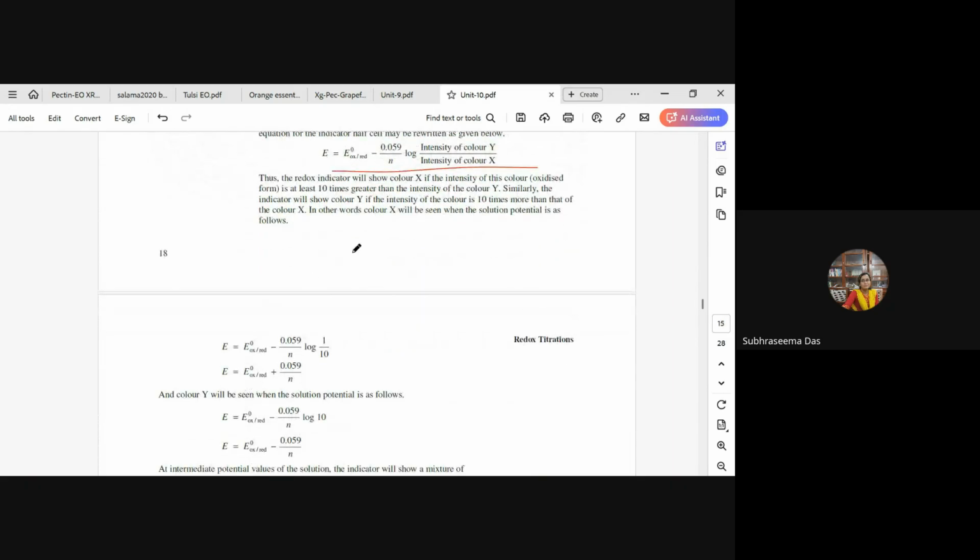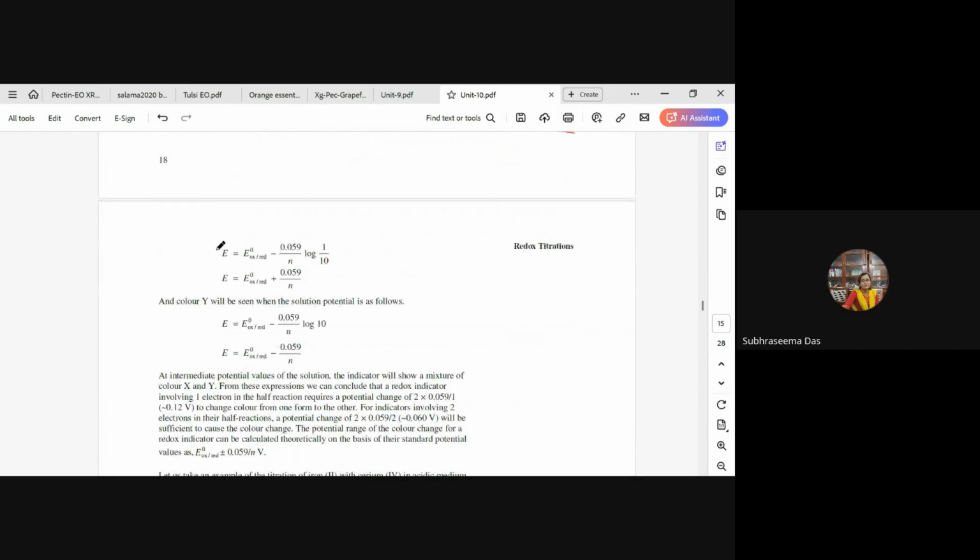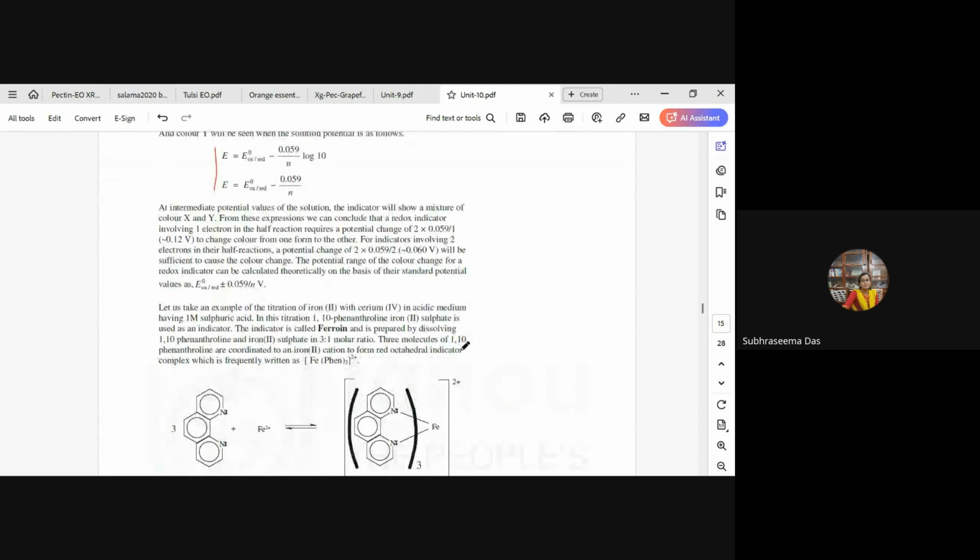In other words, color X will be seen when the solution potential is this much, and color Y will be seen when the solution potential is this much. At intermediate potential values of the solution, the indicator will show a mixture of both colors. When the equivalence point has not been reached, or they are in the intermediate form, both the colors X and Y will be seen. From these expressions, we can conclude that a redox indicator involving one electron in the half reaction requires a potential change of this to this. So the potential range of the color change for an indicator can be calculated theoretically by this equation.